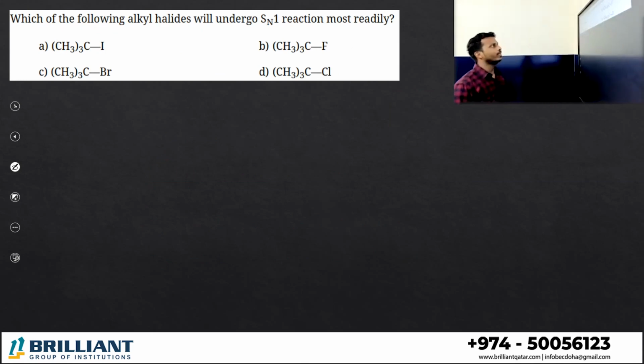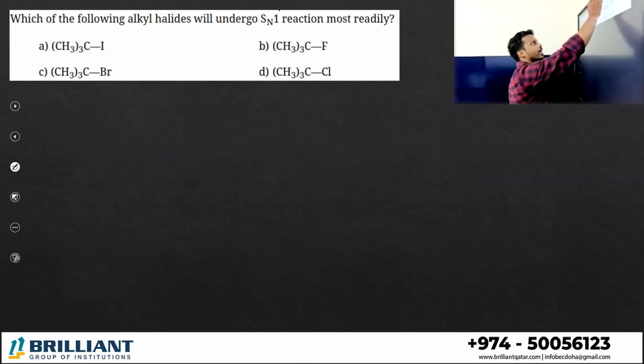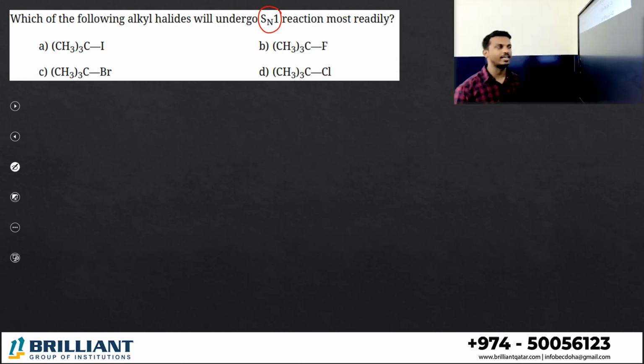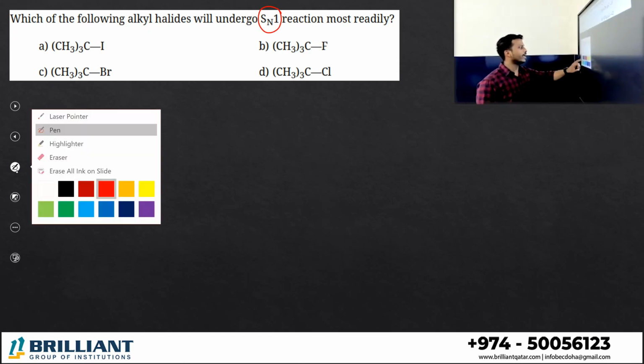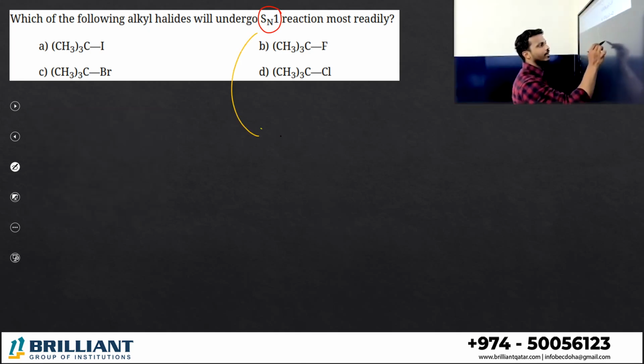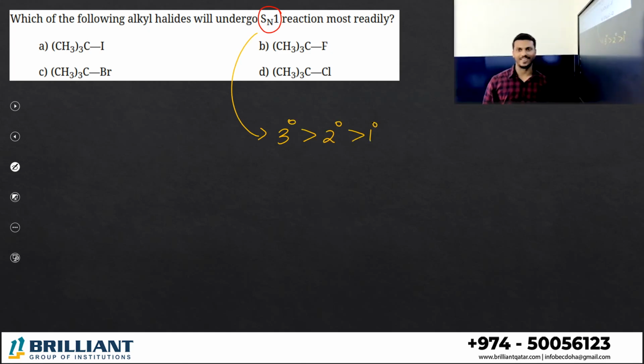Which of the following alkyl halides will undergo SN1 reaction most easily? The SN1 reaction order is very well known: tertiary greater than secondary greater than primary for haloalkanes. Correct. But what is the problem? Here all the haloalkanes are tertiary. In such cases, what you have to check is which halogen can leave easily and fast.